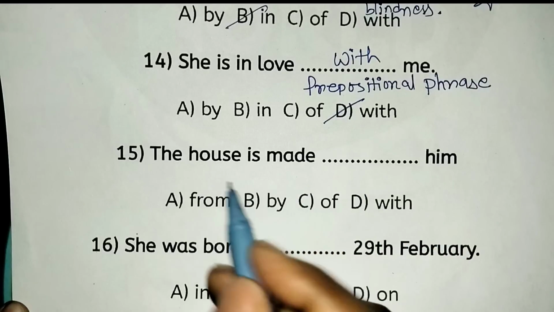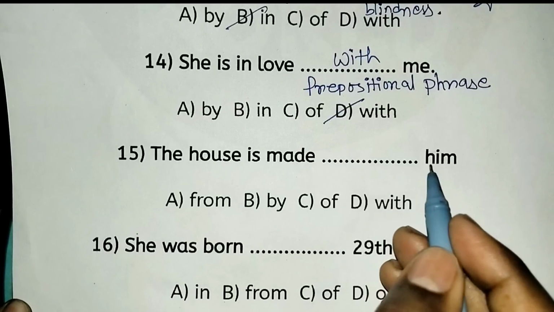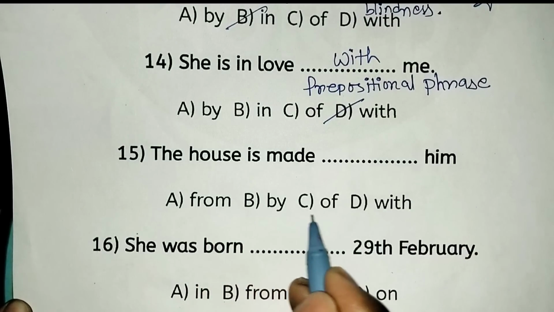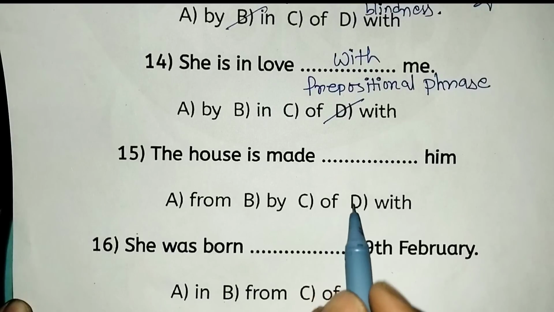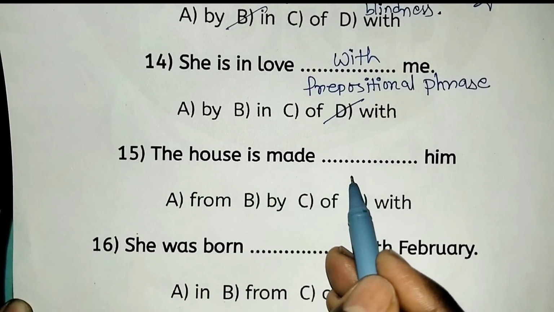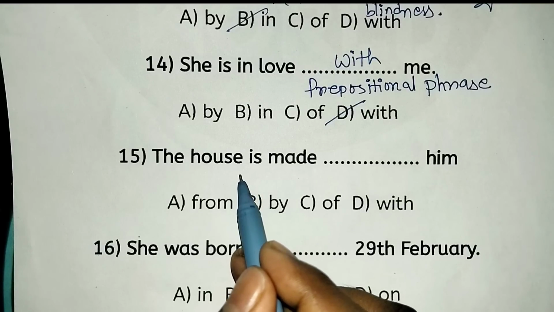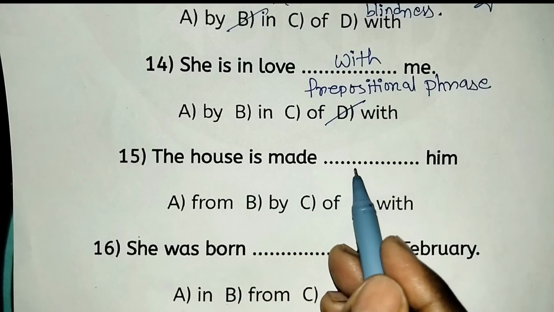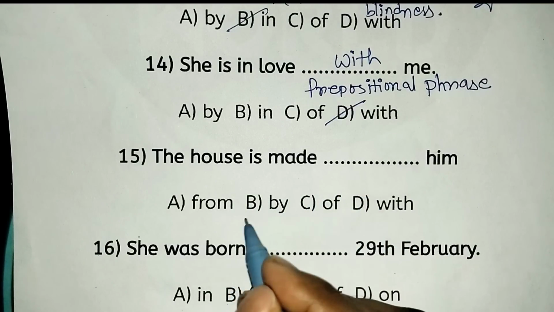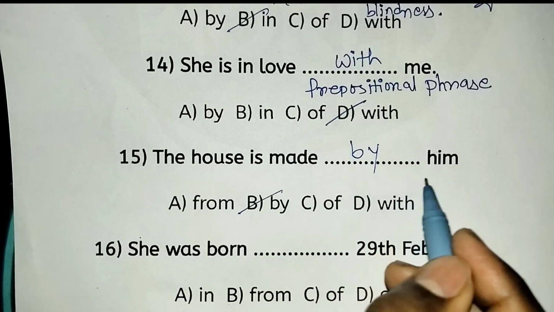Okay, the house is made dash him. From him, by him, of him, or with him. So look, the sentence is written in passive form. It is very easy and everybody knows the answer. As the sentence is written in passive form, the right answer is option B, by. Okay, by is the right answer.